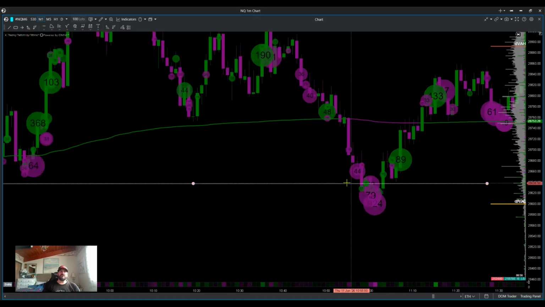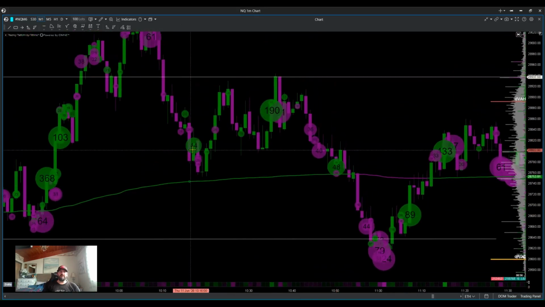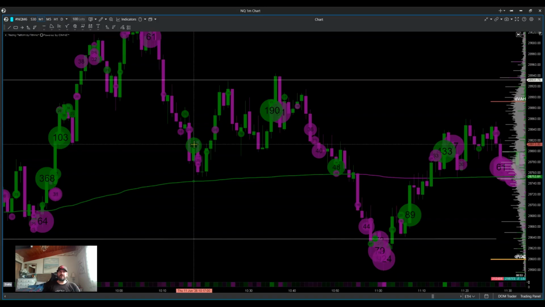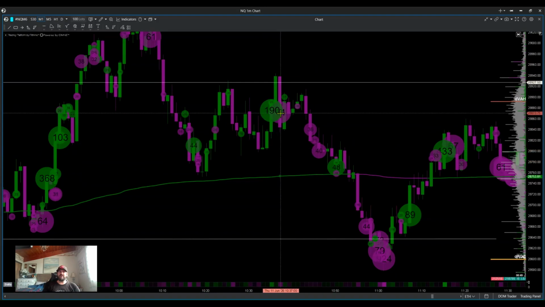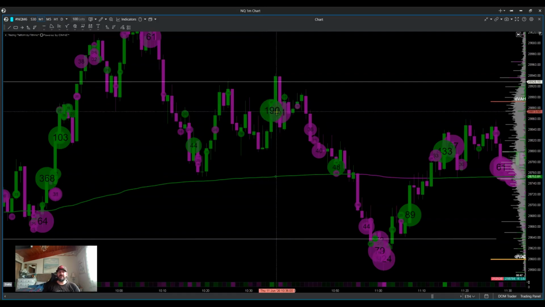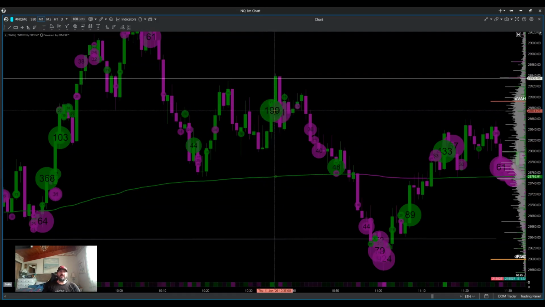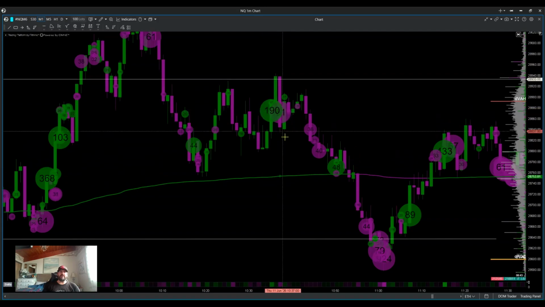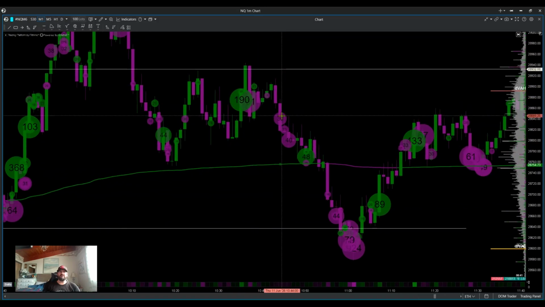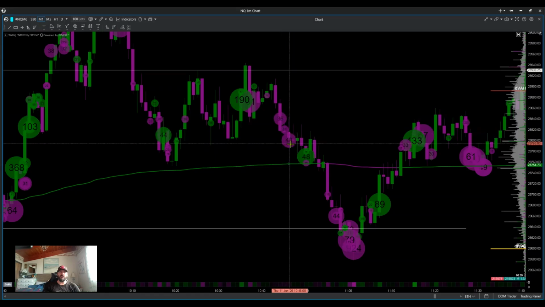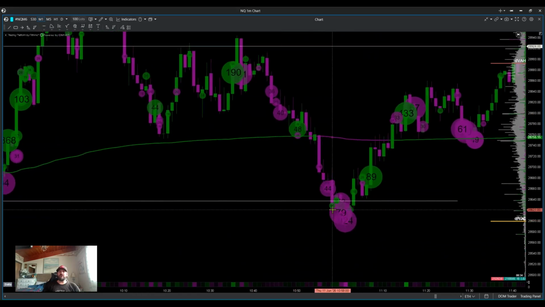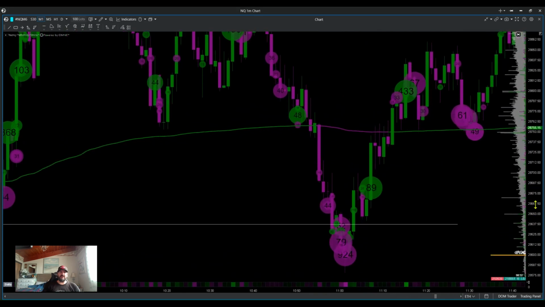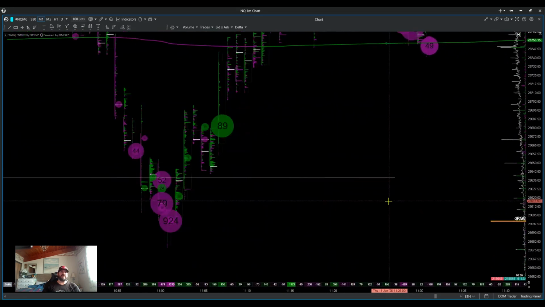See those bubbles? So green bubbles are buy orders, purple bubbles are sell orders, and these are the number of contracts. Okay. So 190 contracts got bought right there. Okay. 36 sell contracts. Boom. 40, 48, right? So this is a great example of absorption. So check this out, guys. You're going to love this.